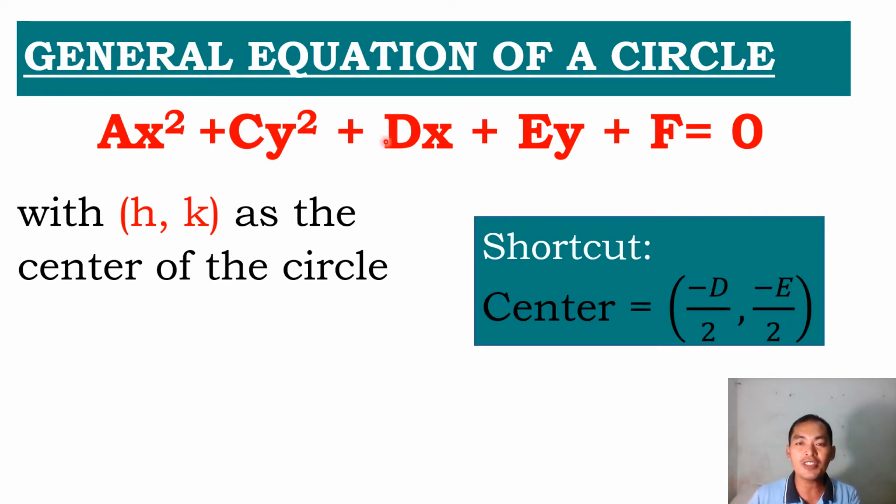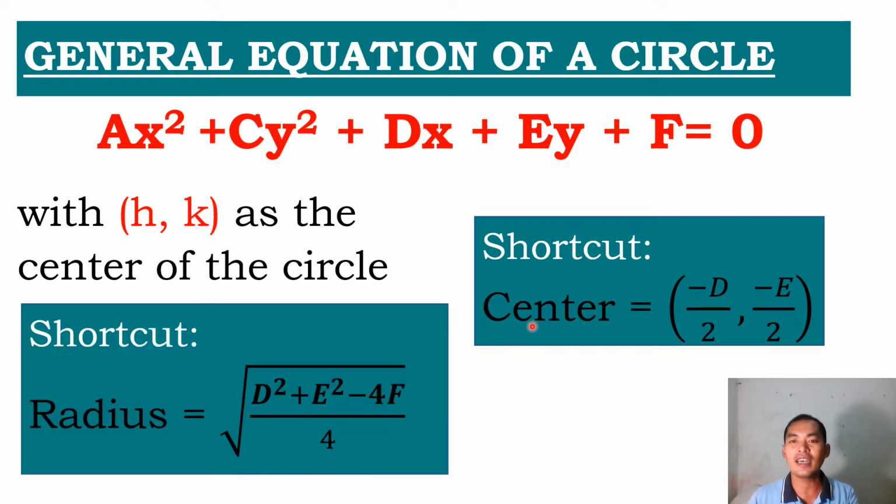Yung d is the coefficient of x in general equation, and e is the coefficient of y in general equation. So you apply this, negative d over 2, negative e over 2, provided that the coefficient of x squared and y squared ay 1. How about kung hindi siya 1? Of course, you divide first all the terms by the coefficient of x squared or y squared, which is not equal to 1. Dapat gawin nyo munang 1 so that you can apply this shortcut formula in finding the center of the circle.